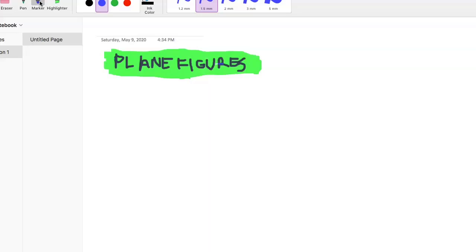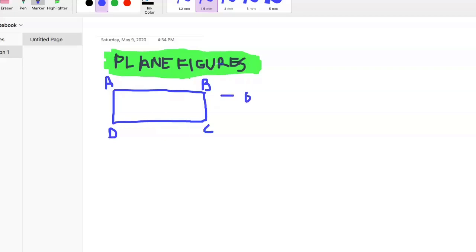Now we'll look at a parallelogram. You're going to see something like this, something that looks like a rectangle. You'll typically see the plane figures labeled A, B, C, and D. And there are 2 big points here.